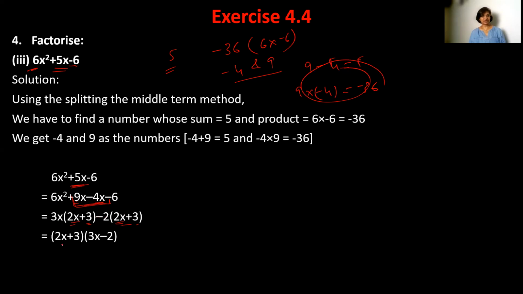So now 2x plus 3 will be common in both the terms. So what remains in those two terms? 3x minus 2. So these are the factors.